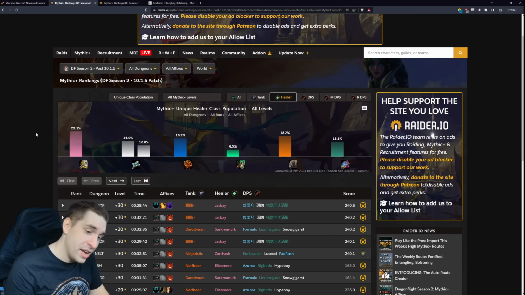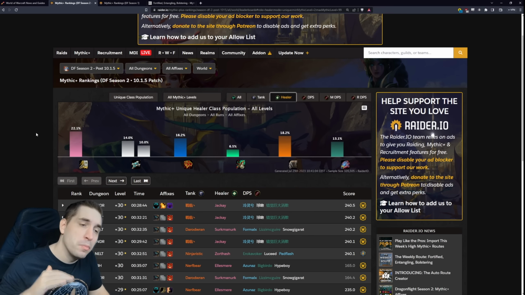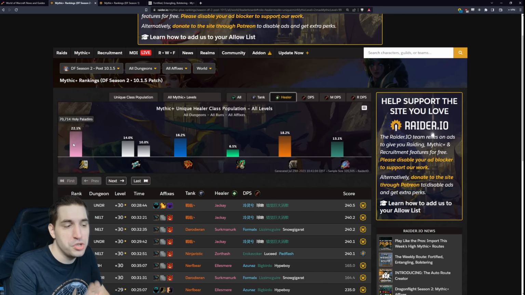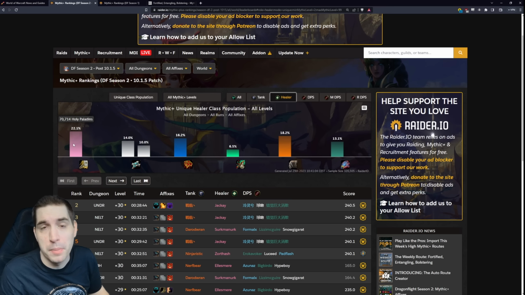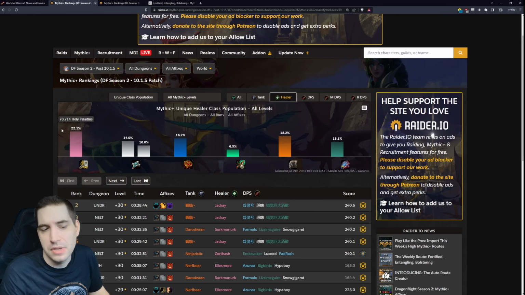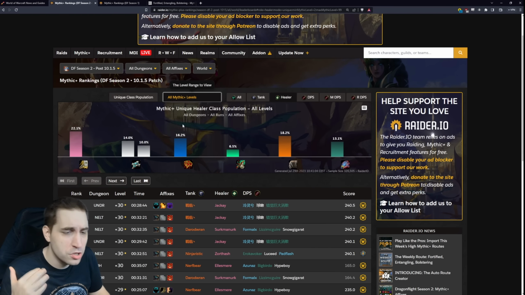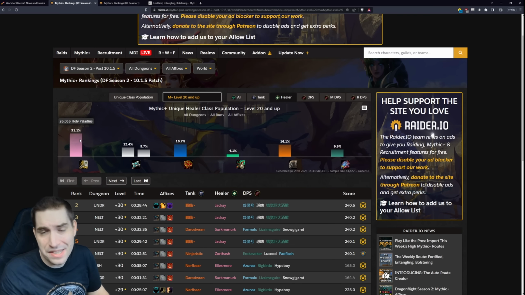The situation for healers is actually more straightforward, because right from the get-go, right from all key levels, you do see Holy Paladin being the most popular one, compared to, for example, the tank version, where Guardian wasn't overall the most popular one, but only at the highest of keys. Here, Holy Paladin is the front runner, even at all key levels. When you go into the 20 plus, it gets even more popular.